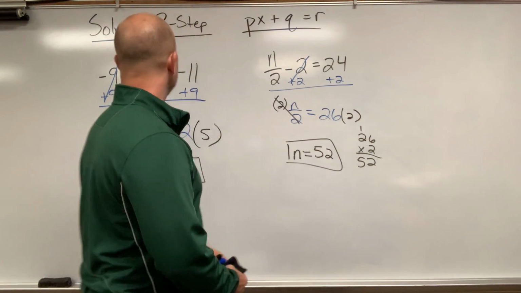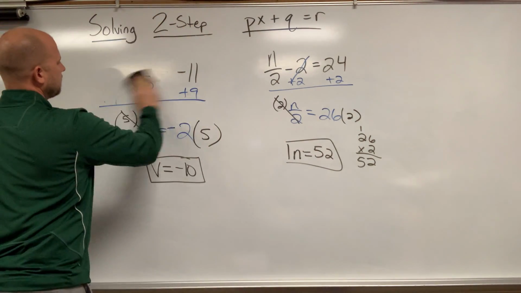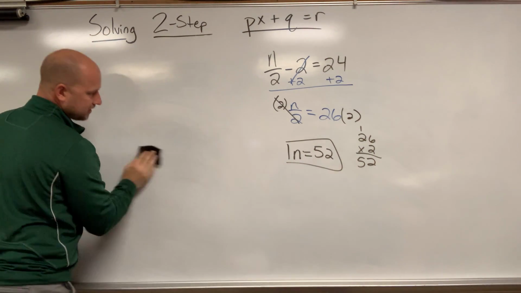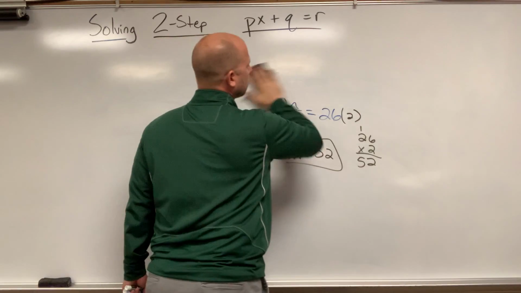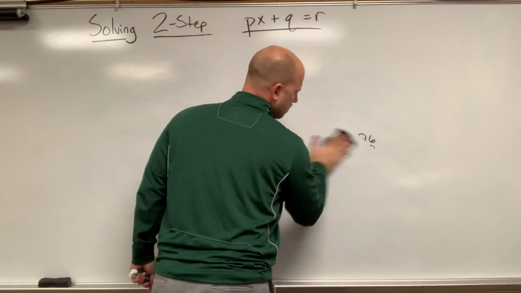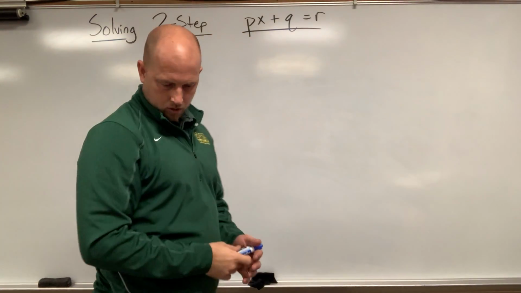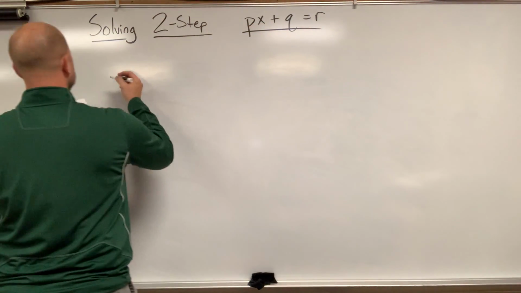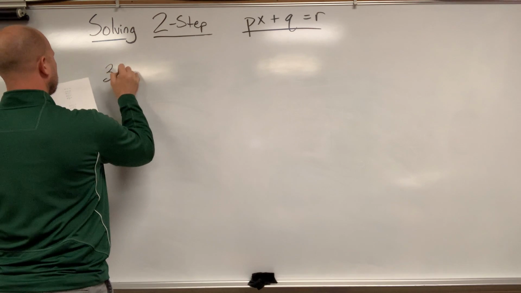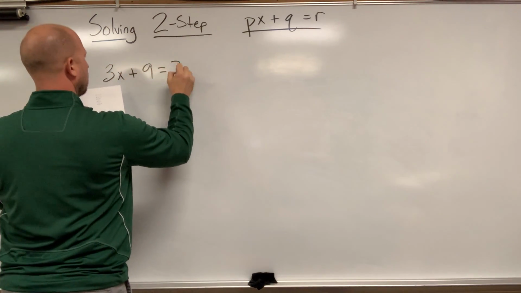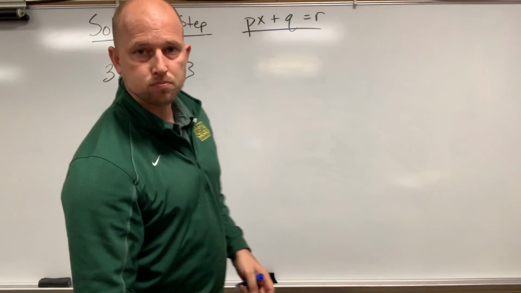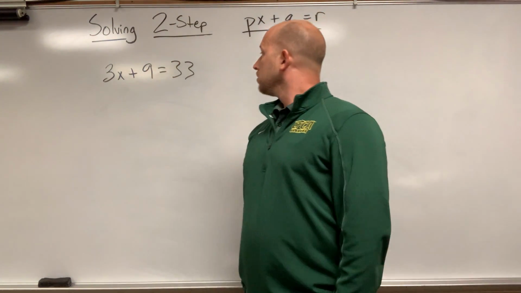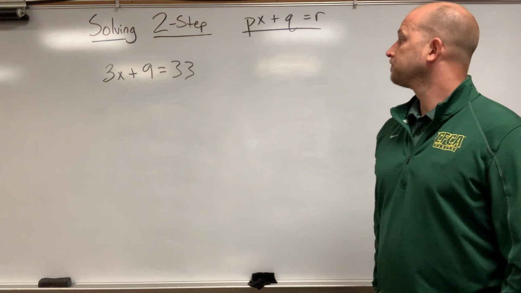All right, let's do maybe one more. Just want to make sure that we're working through this correctly so that we can do the work correctly. All right, let's do this one here, 3x plus 9 equals 33. So go ahead and work on this one and see what you get.